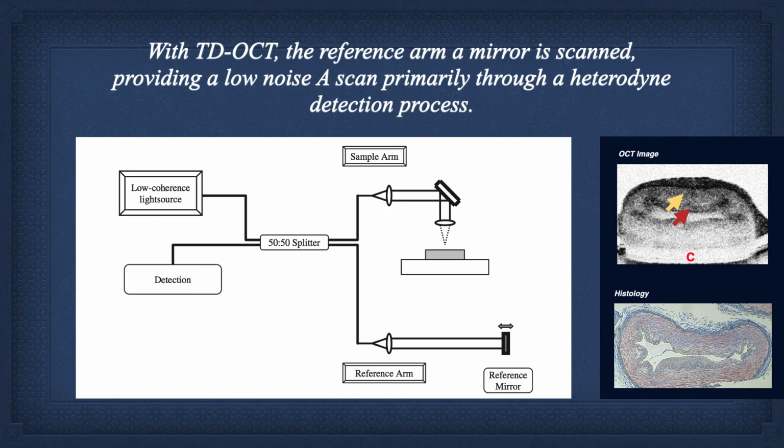So when the reference mirror is close to the beam splitter, we're getting more information from the surface because the optical path lengths are equal in both arms. And when we have the mirror farther in, we're getting deeper information when the path length is longer in that reference arm.